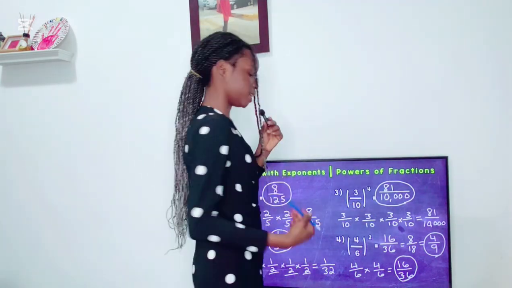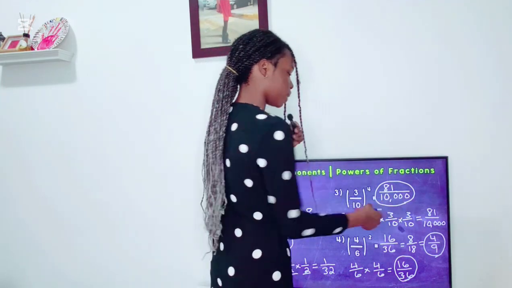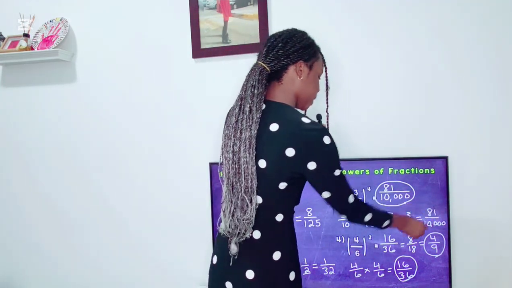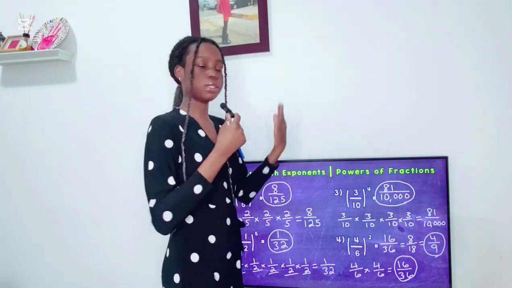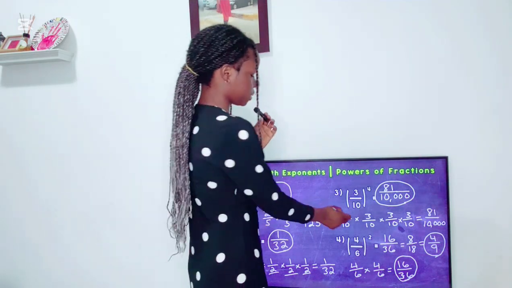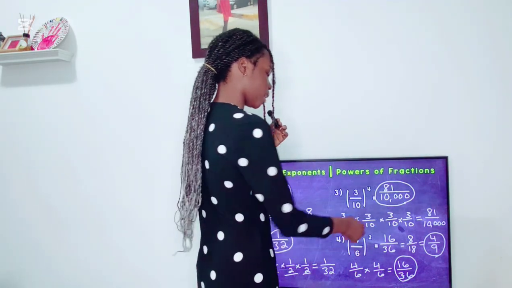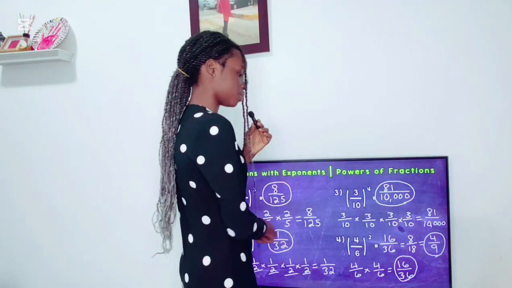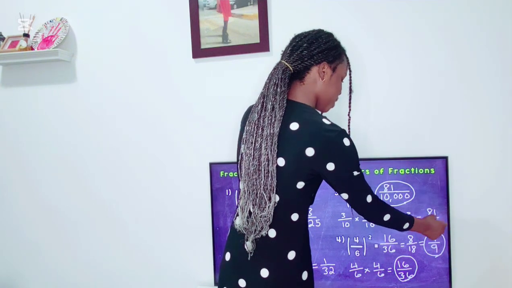3 times 3 is 9. 9 times 3 is 27. 27 times 3 will give us 81. Okay, so we are done with the numerator. Now let's move on to the denominator, which is the 10 times table. So 10 times 10 is 100, times 10 is 1,000, times 10 is 10,000. So we pretty much have 81 over 10,000.